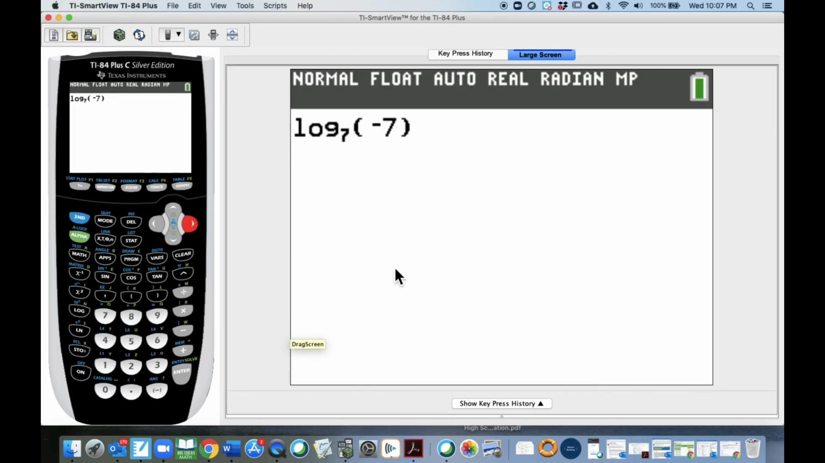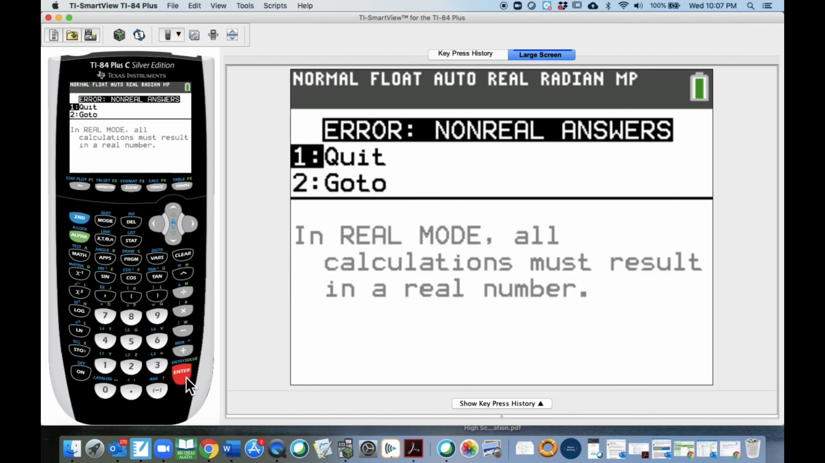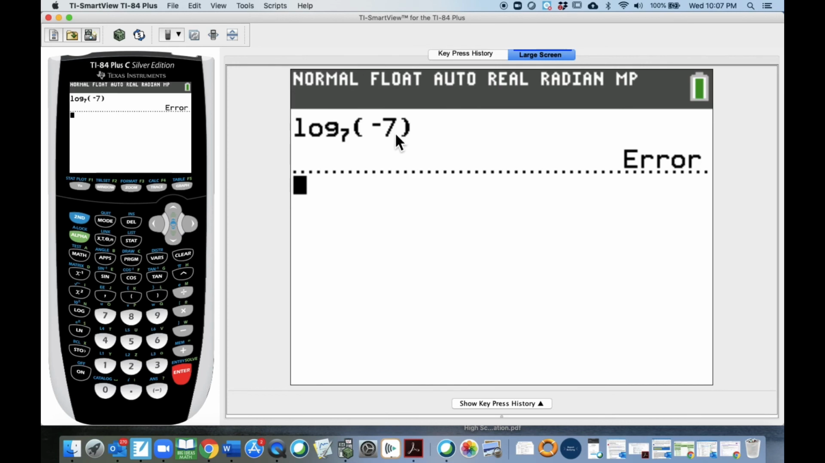So here I am on my calculator. I'm going to plug in log base 7 of -7, and I get error, non-real answers. In other words, you cannot take the log of a negative number. And we talked about that a little bit, how it's because of that graph. The graph doesn't go to the negatives, right? It only stays in the positives. So that is not possible.